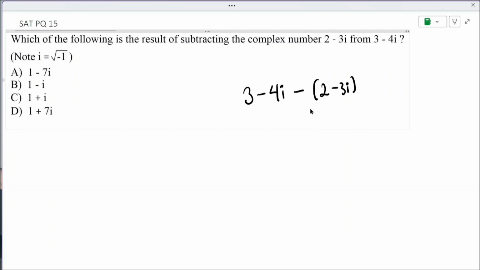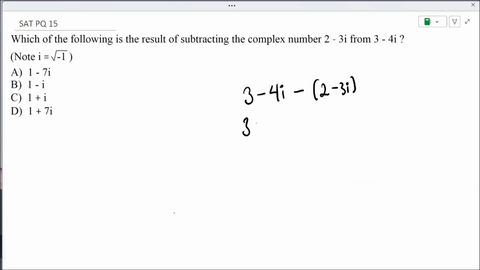We have the 2 minus 3i in bracket because it is an entity and we're subtracting. But if it were addition, the bracket won't be needed. This is the technicality of this question. It's not just that simple. First, you have to put them right. Then you also have to put this as an entity in bracket because this negative affects both the 2 and the 3i. That you should note.